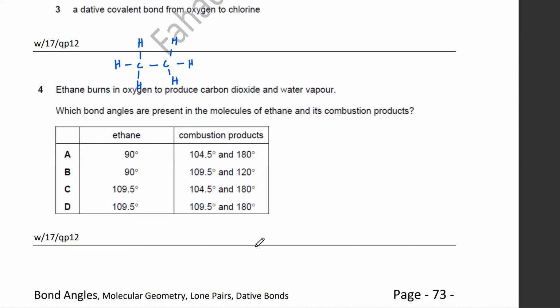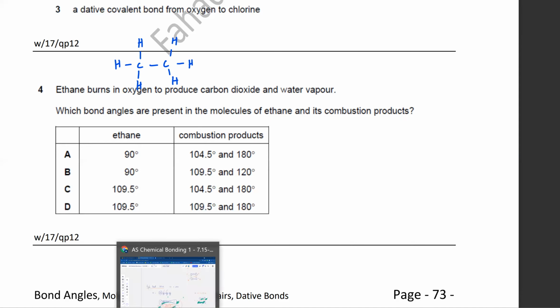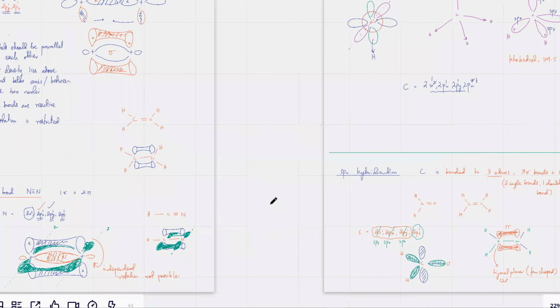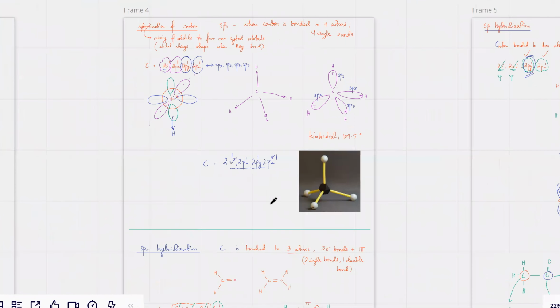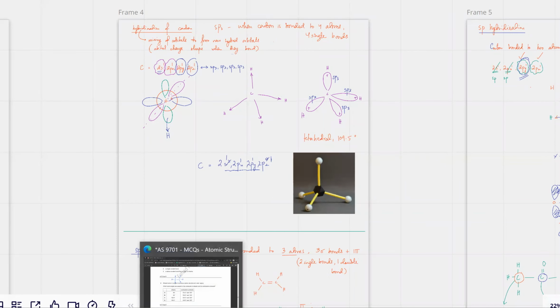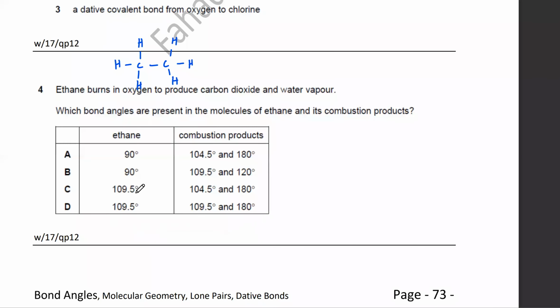Tetrahedral. Okay, so whenever carbon is bonded to 4 atoms, the shape is tetrahedral, which is this one. That's what your tetrahedral shape is. So the three-dimensional or the actual shape of the molecule is tetrahedral, and the angles are going to be 109.5. So what are the combustion products? The combustion products that are formed are carbon dioxide, which is CO2, and water.